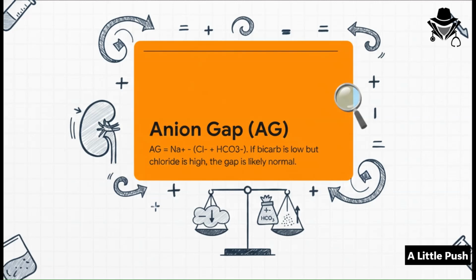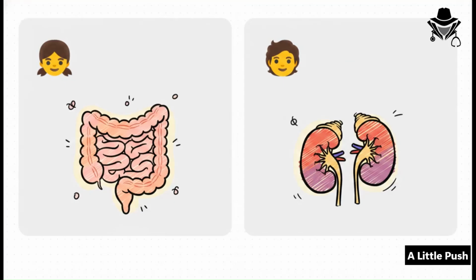First up, the hyperchloremic clue. Think back to the formula. Anion gap equals sodium minus chloride plus bicarb. If you get a vignette with low bicarb, but you notice the chloride is high, stop right there. The gap is normal. That elevated chloride perfectly hides the dropped bicarb. It's an absolute giveaway.